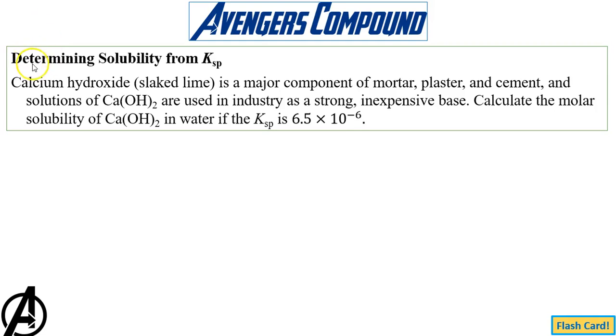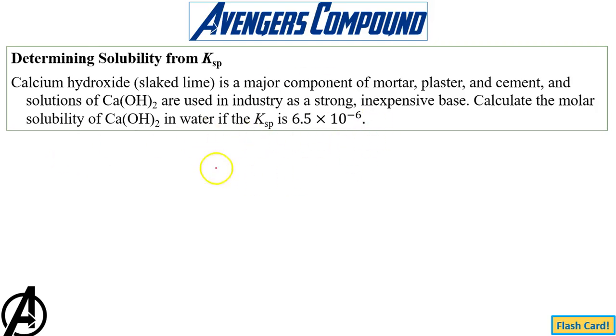So this example wants us to determine solubility from Ksp. And so let's read the question. Calcium hydroxide, which is slaked lime, is a major component of mortar, plaster, and cement. And solutions of calcium hydroxide, which is Ca(OH)2, are used in industry as a strong, inexpensive base. Calculate the molar solubility of calcium hydroxide in water if the Ksp value is 6.5 times 10 to the negative 6. So of course, we're given a Ksp value, which is awesome.